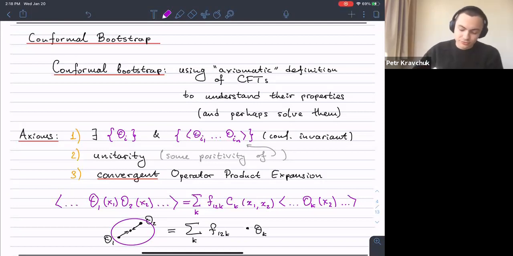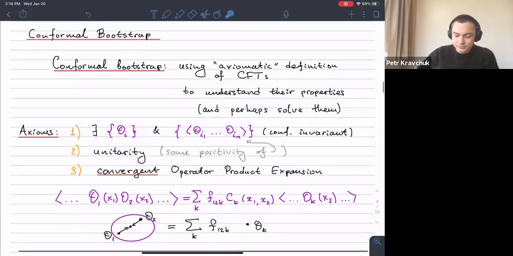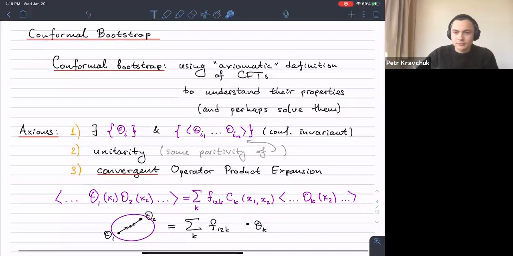In Lorentzian signature, the statement can be formulated as: the OPE converges when the two operators O1 and O2 act on the vacuum, but does not necessarily converge in other situations. Does this answer your question?